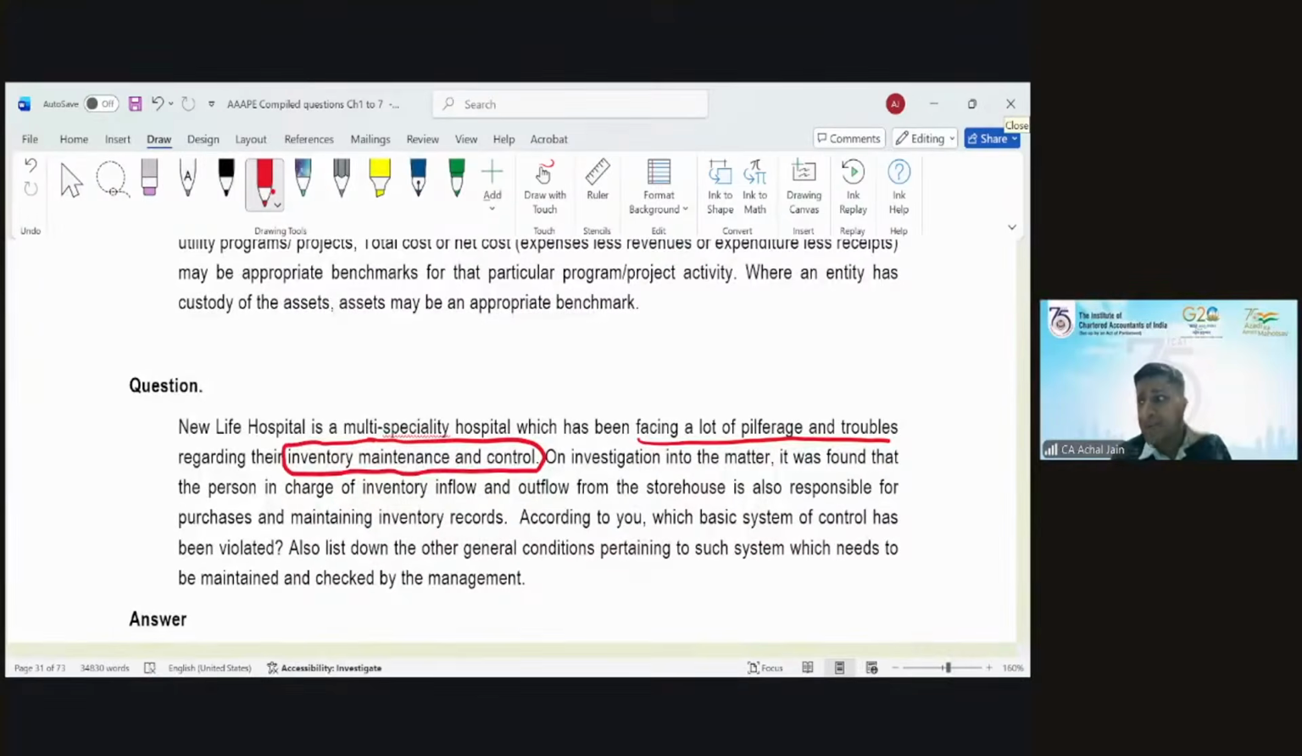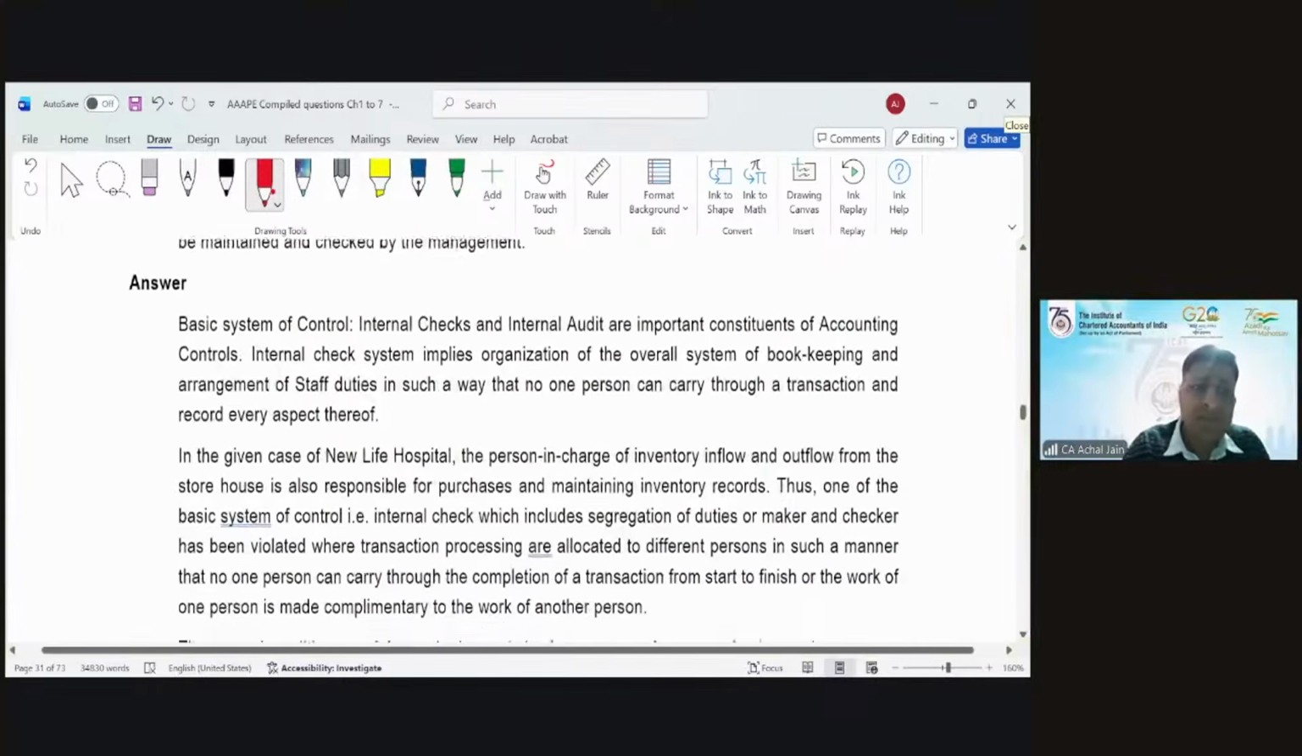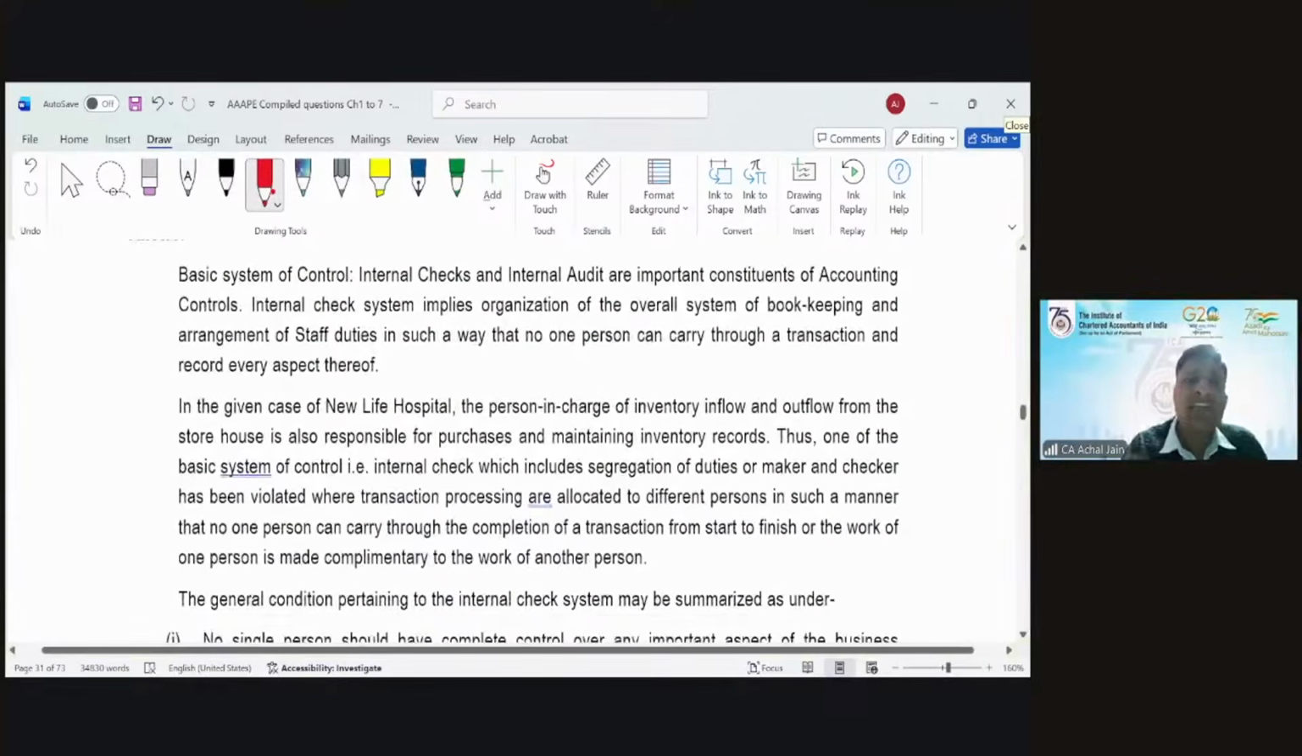So clearly, you can say a control system is not put in place in terms of the design itself. Forget the implementation. Which basic system, according to you, in relation to the internal control has been violated? Also list down the other general conditions pertaining to such a system which need to be maintained and checked by the management. Okay, now, basic system of control.